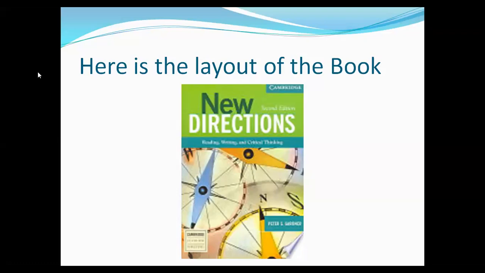So today's class, we are going to introduce the Major English course, that is a new direction, reading, writing and critical thinking. The subject code of this course is 417. Here is the layout of the book. I have shown here on the screen, New Direction. Especially this course consists of articles, essays, stories and poems.